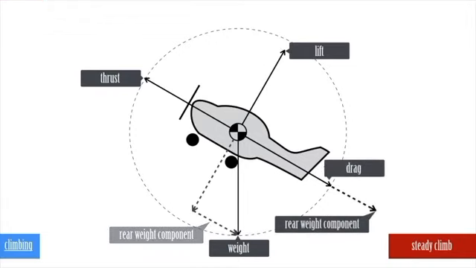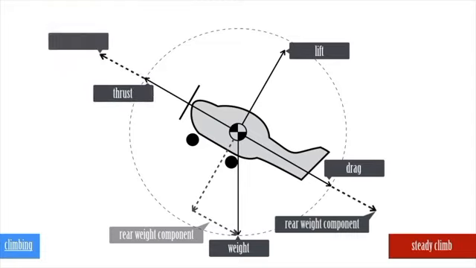The rear weight component acts in the same direction as drag, therefore it contributes to drag. So to maintain the equilibrium and steady climb, thrust must increase. This is called excess thrust.